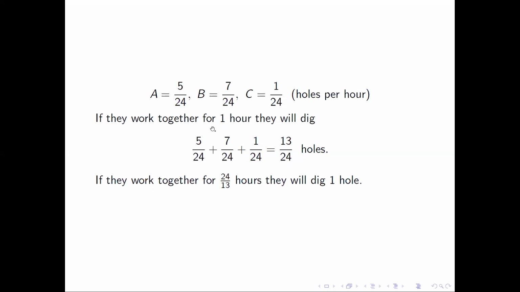So if all three work together for 1 hour, they will dig the sum of these fractions, 5/24 plus 7/24 plus 1/24. That's 13/24 holes in 1 hour. So to dig one hole, they have to work 24/13 hours.